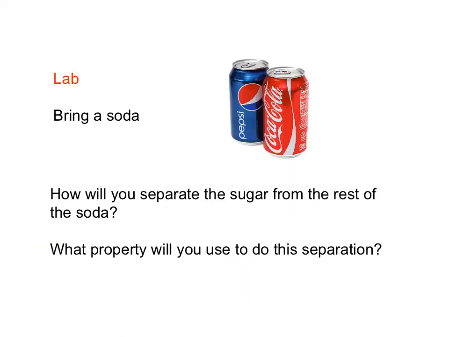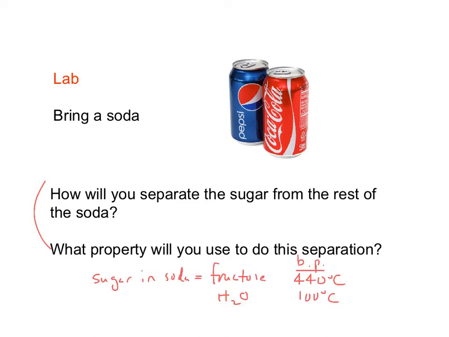Soda is mostly sugar and water, so stop the video and answer these two questions. Sugar and water are molecular compounds. Sugar has a higher boiling point than water. So to separate the sugar from the water, you would heat the soda to the boiling point of water. The water boils off, leaving the sugar behind.